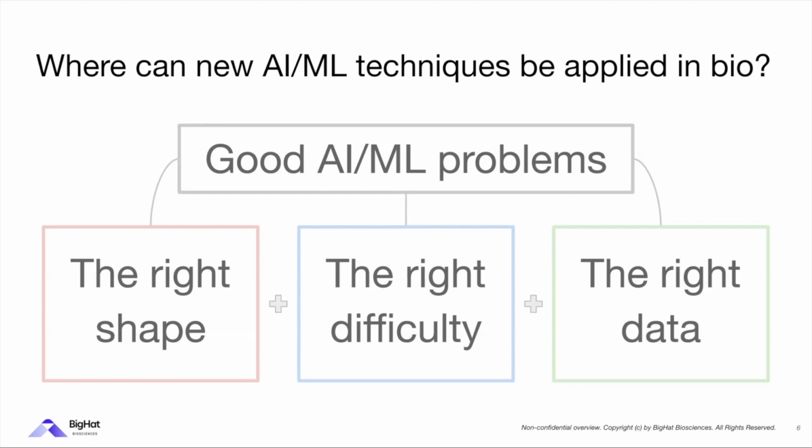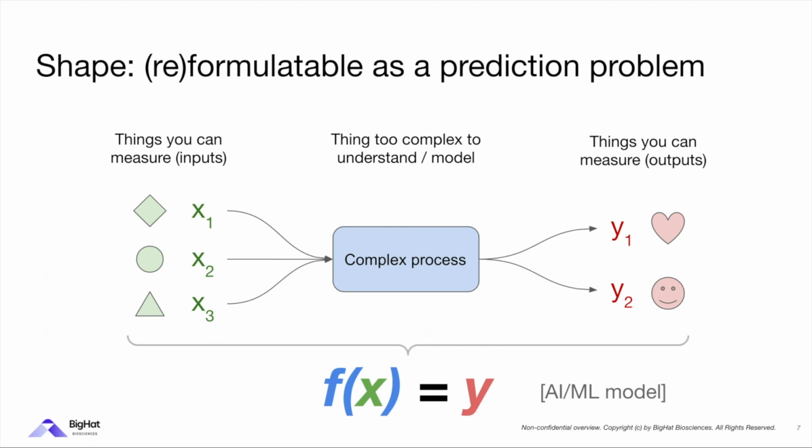As we transition into where AI technologies are going to be useful in bio, I wanted to set the stage for the general question: how do you recognize good AI/ML problems in general? I think about this as coming from the trinity of having the right shape, the right difficulty, and the right data. The shape is really a question of, is the problem an actual prediction problem, or equivalently a supervised or reinforcement learning problem, if that's how you're thinking about it? But I'm going to focus on the prediction or supervised class.